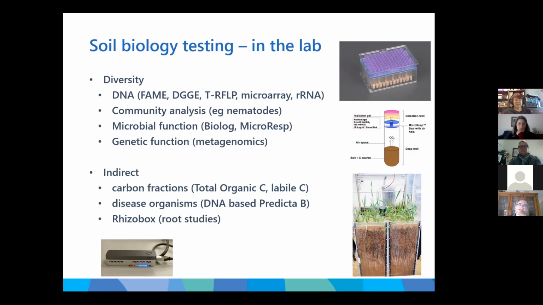And you can set up rhizo box or root studies, and that's this here. So you can see plants and roots, but we've got a clear plastic wall so we can understand and sample very specific locations. And here is a tiny little DNA sequencer, that's it. It just blows my mind how small that is.